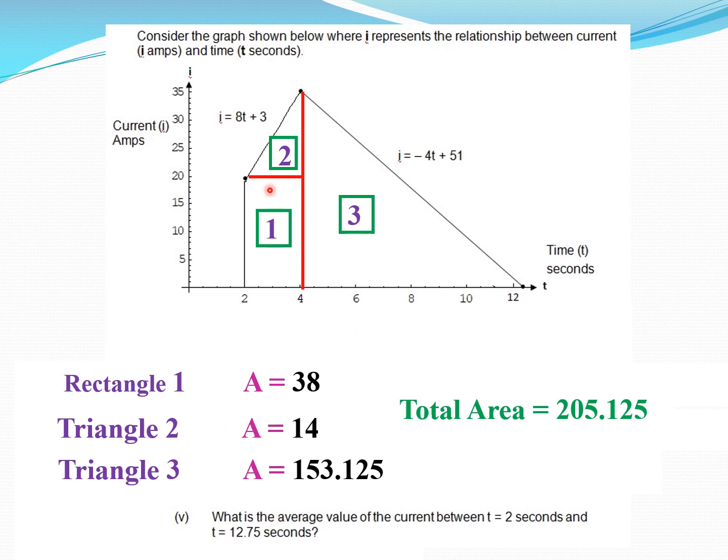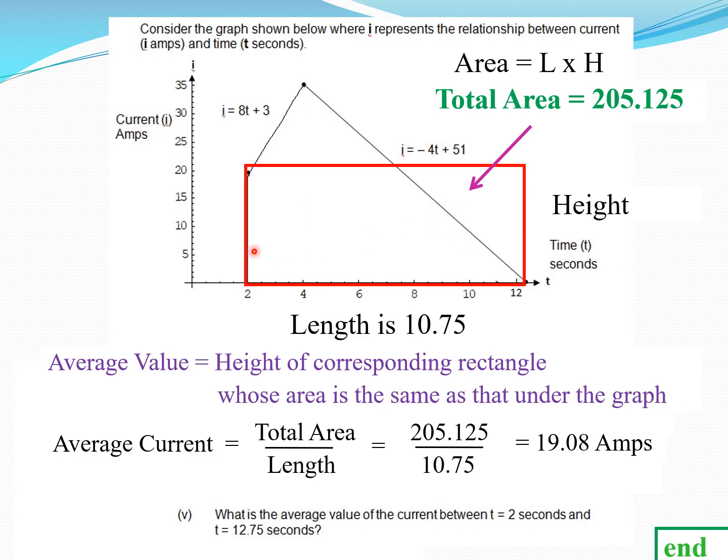205.125. So now we have the total area, and imagine that as the rectangle that we talked about earlier on. So effectively, we now have a rectangle, and the area is the same as the area under the graph, and that area is 205.125. The length of the rectangle is 10.75. What's the height? The height of that rectangle corresponds to the average current between 2 and 12.75. So the average current is equal to the total area, 205.125, divided by the length, which is 10.75, and that gives us an answer of 19.08 amps.